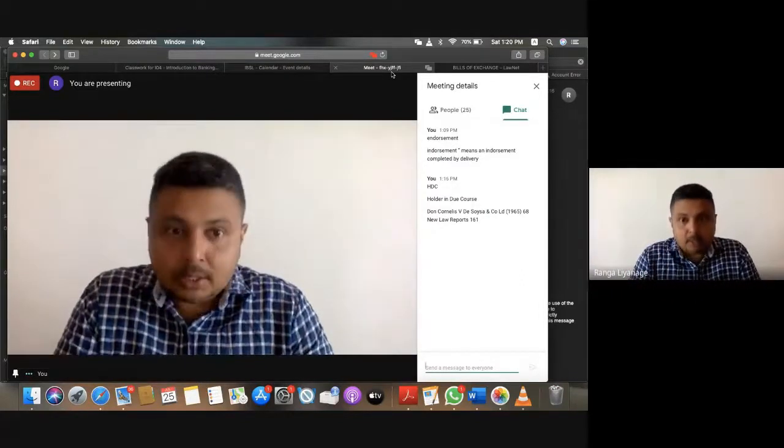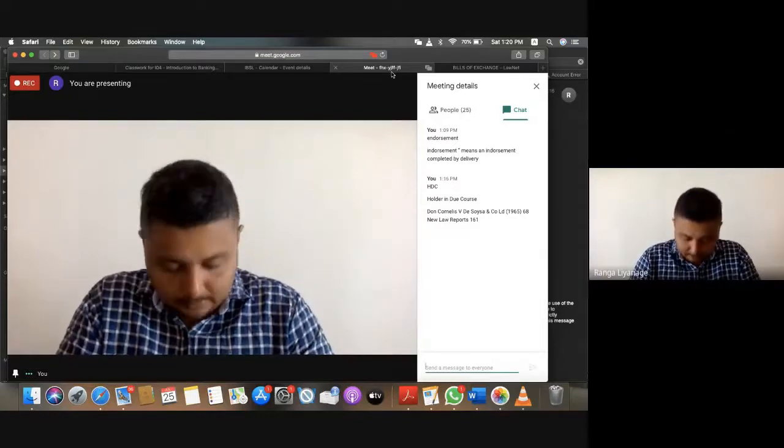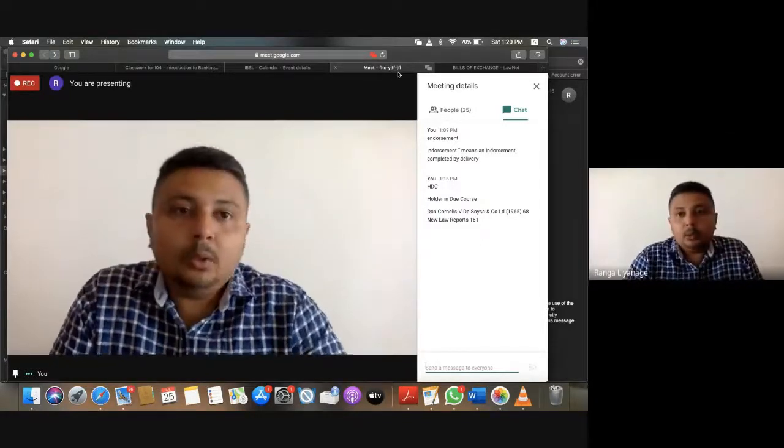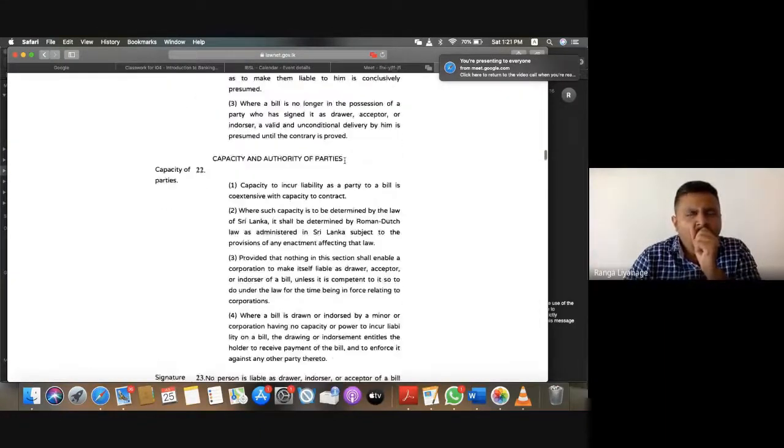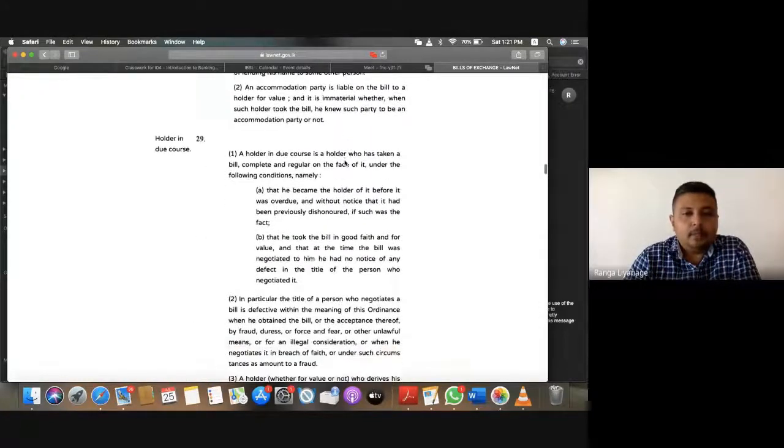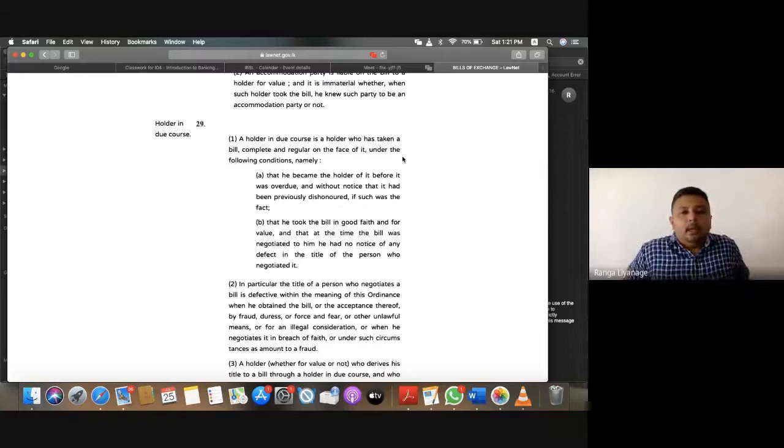Now, I mentioned the holder in due course, yatha kali dharakya. A holder in due course is defined in section 29 of the Bills of Exchange Ordinance, section 29. This is one of the most important areas and provisions of the Bills of Exchange Ordinance. A holder in due course is a holder, right, who has taken a bill complete and regular on the face of it under the following conditions.